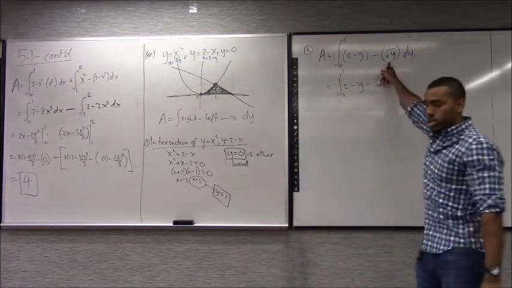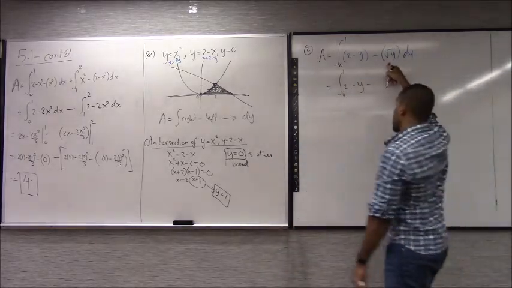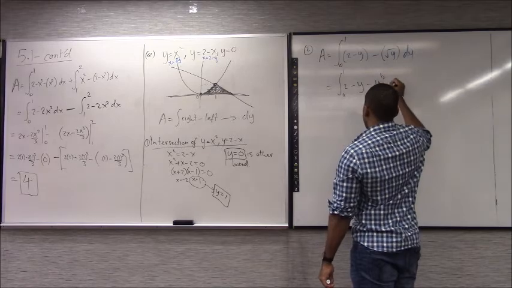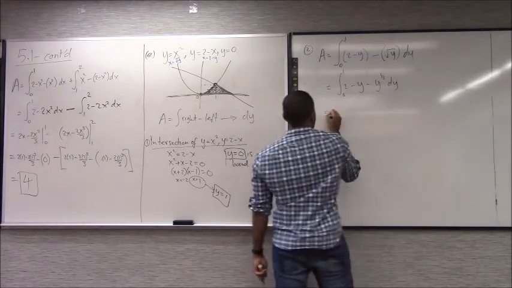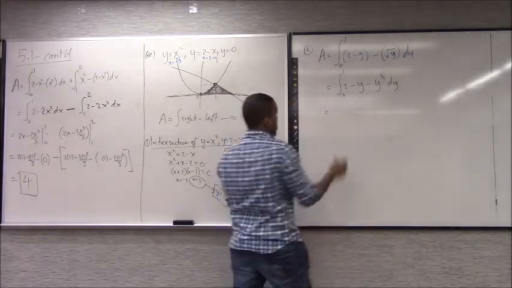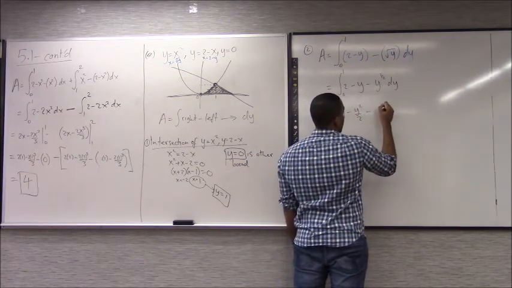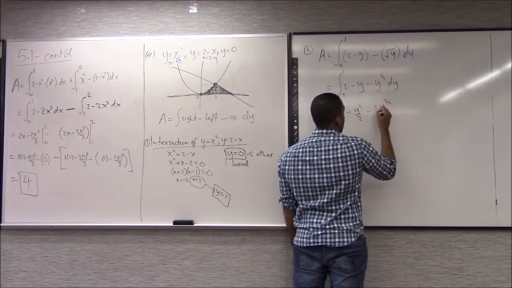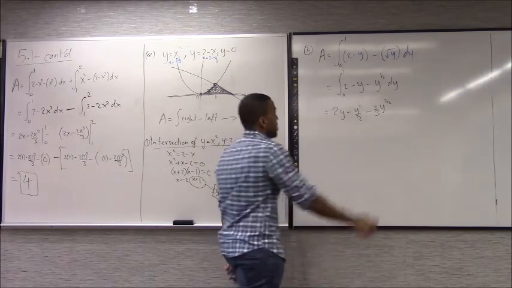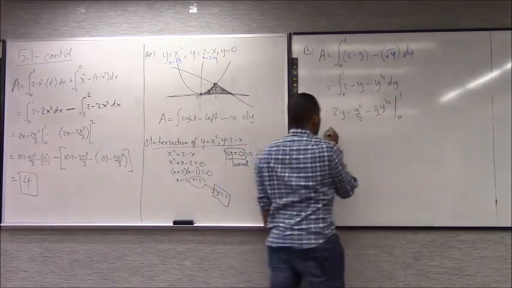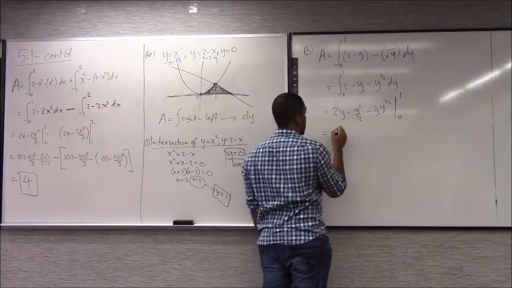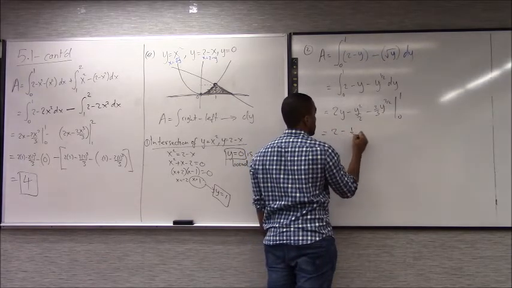Because we want to use the formulas for integration, I'd have to write that as a power, so that's y to the half. So now I find the antiderivative. Integral of 2 is 2y minus y squared over 2 minus y to the 3 over 2 times 2 thirds. That's between 0 and 1. So the 0 is going to kill everything, so it's just going to be the 1.